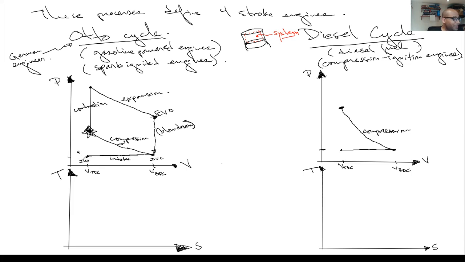And then we close the exhaust valve, EVC. So there's two lines here. One goes this way, one goes that way, like that. And then we can start the process again. The exhaust valve closes, the intake valve opens, and then we start sucking in again.